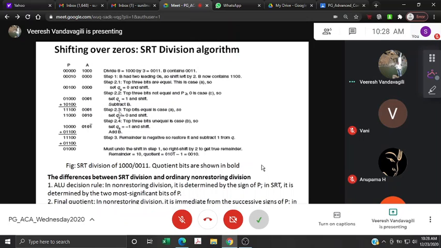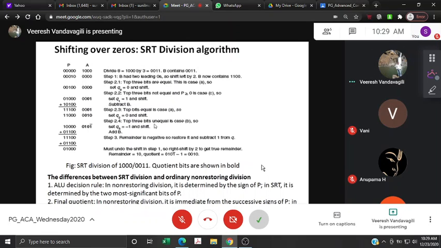Then again checking the condition, step 2.3: the top bits are equal. Yes, it is equal. Then Q2 will be equal to 0, and shift. So Q2 is 0. Again adding the quotient value to register A, which is 0. Then shifting one bit, and again checking the condition. So this is the final value.